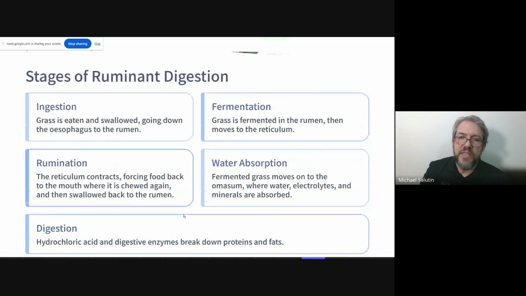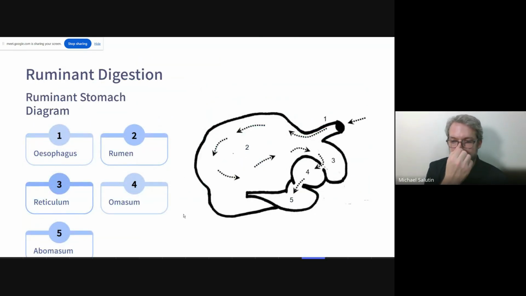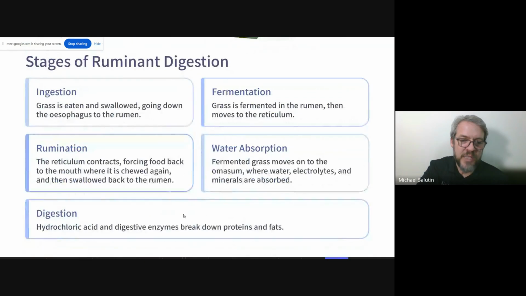Okay, then finally, once the water has been absorbed, it moves on to the last chamber, the 4th chamber of the stomach, number 5, the abomasum. So we've got the omasum for water, minerals, and electrolytes, and then we've got the abomasum for the final stages of digestion, where hydrochloric acid and digestive enzymes break down proteins, fats, and other molecules and ready them to go onto the small intestine, where absorption can finally begin.